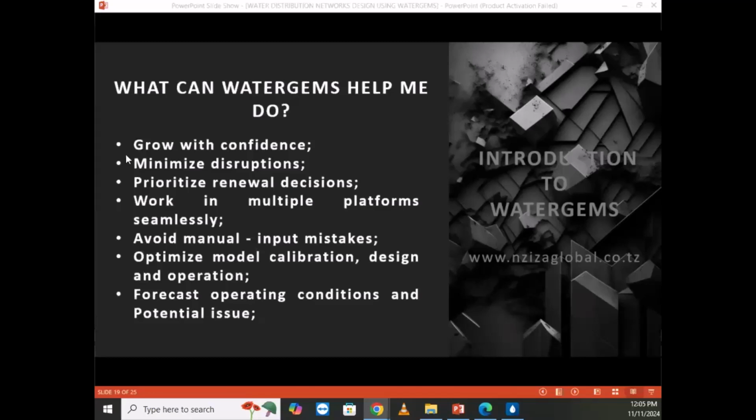So I merge the map I have, the layout I have in WaterGEMS, with the layout I have with AutoCAD, and also with the layout I have with GIS. So WaterGEMS helps us to work with multiple platforms. It helps us to optimize model calibration and design and operations. This we already said, WaterCAD will help us to optimize your network.